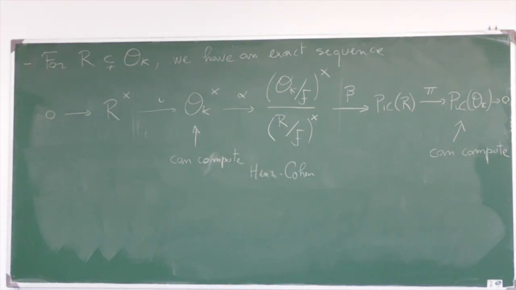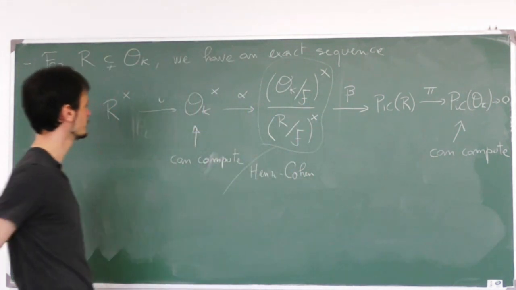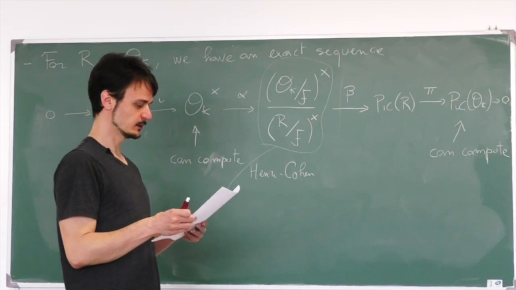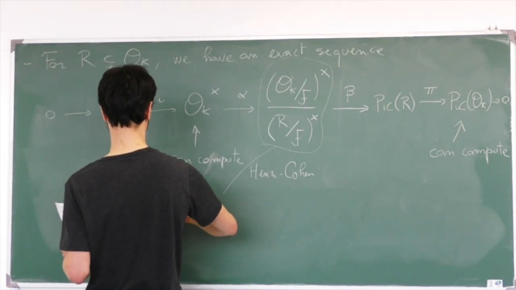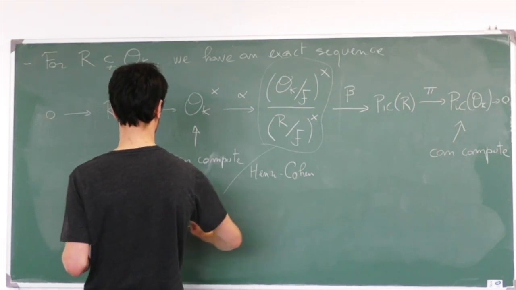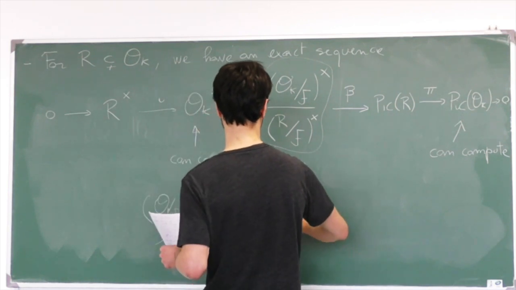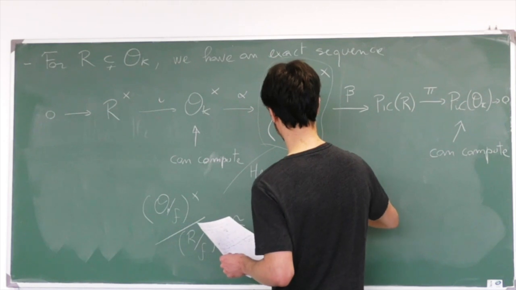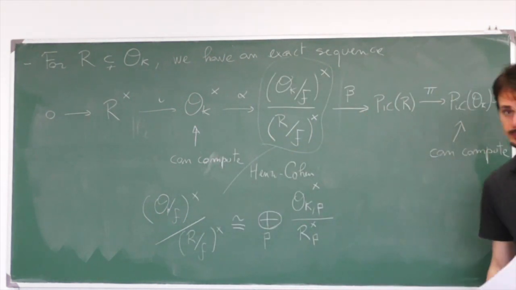Okay. So in order to compute the Picard group of R and the unit group of R, as I mentioned, what is missing is to understand this element in the middle. And then, using exactness and the fact that we know these maps and they are explicit, we can recover both Pic of R and R star. And the reason why we can compute this thing in the middle is that there is an isomorphism between the quotient and the direct sum over all prime ideals of the localization of the maximal order units and the localization of R at P units again. The direct sum is taken over all primes.